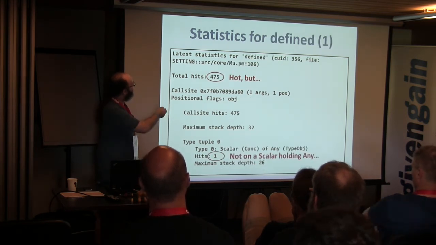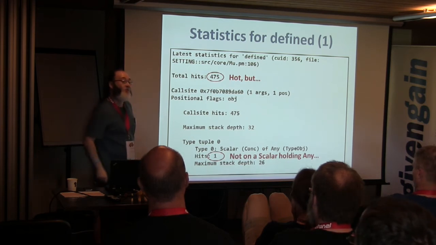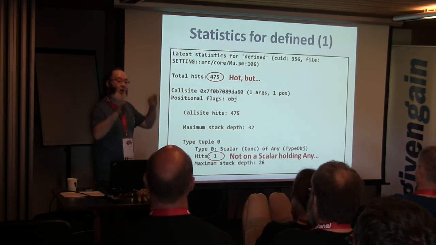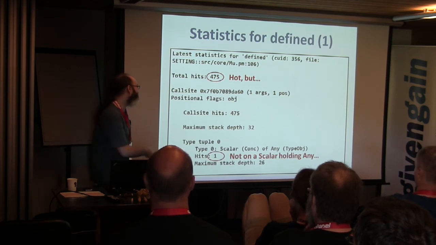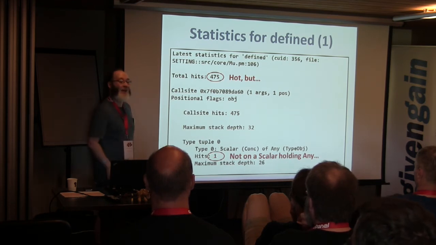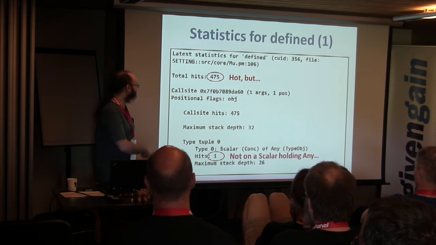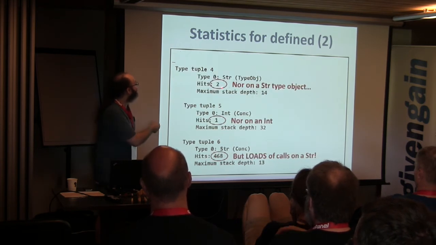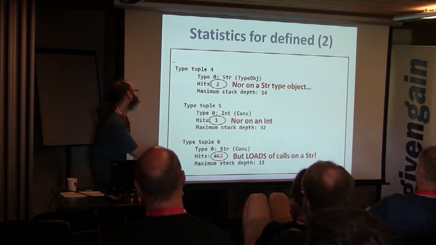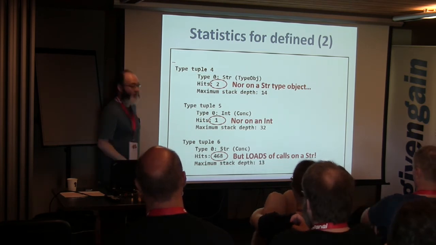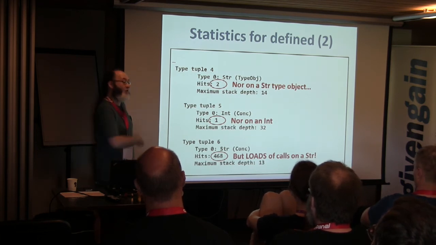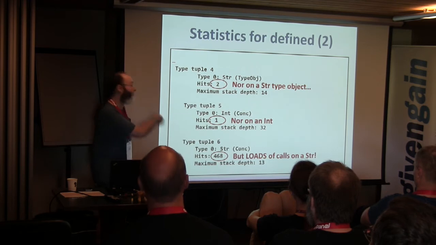Now, here's another interesting case. So this is the defined subroutine, and it got a lot of hits, so we'd call it hot. Okay, it's hot code, it's getting called a lot, but it's not getting called a lot on a scalar holding any. Okay, this isn't worth doing an optimization for. It's not getting called a lot on a string type object or an int, but it is getting loads and loads of calls on a string. Okay, so we know that these cases aren't worth producing an optimized version of the code for, but this one here is.